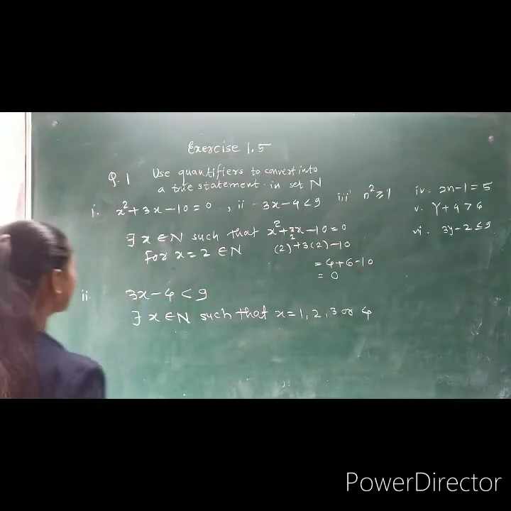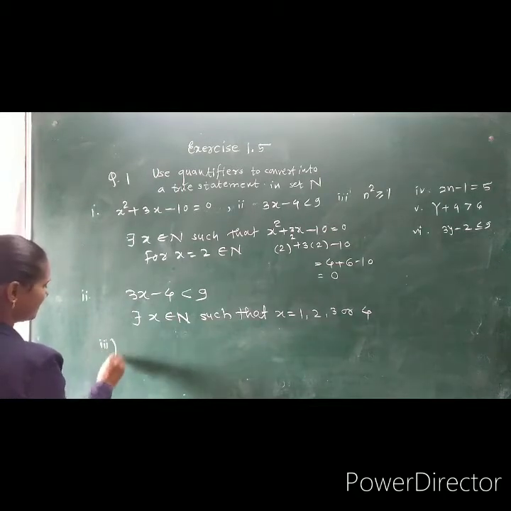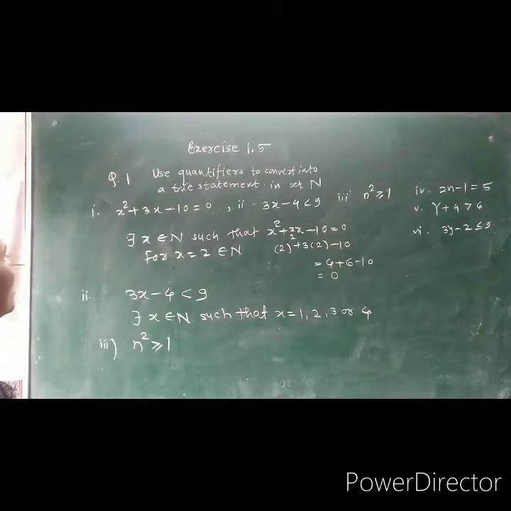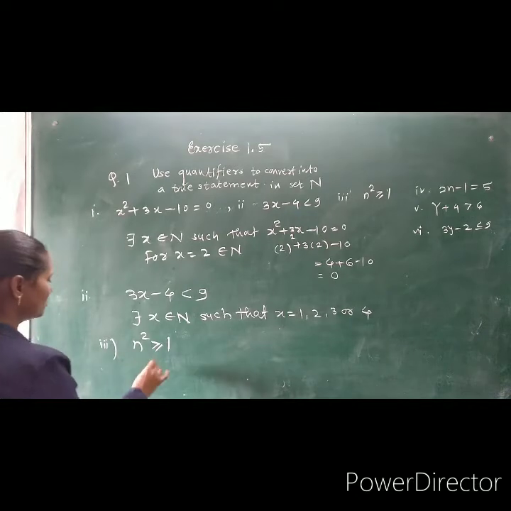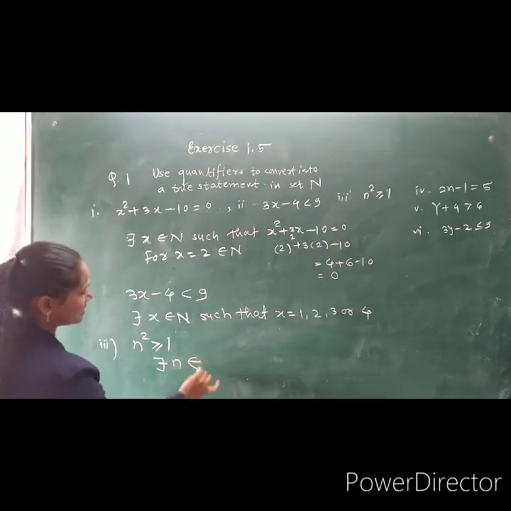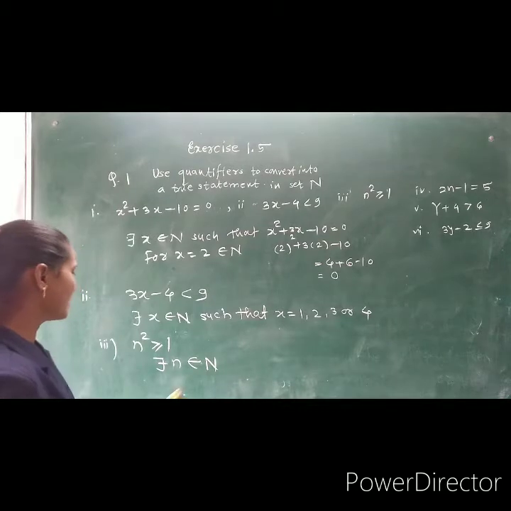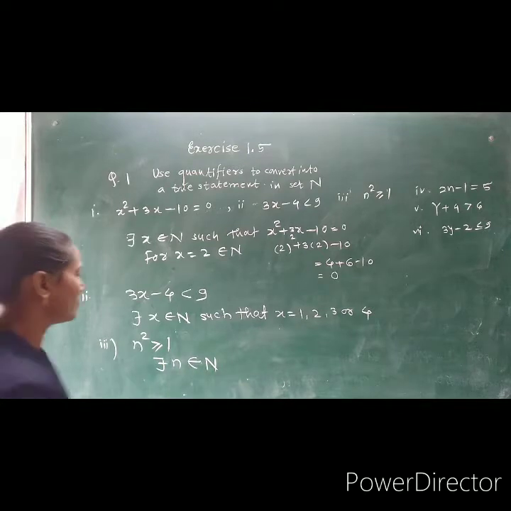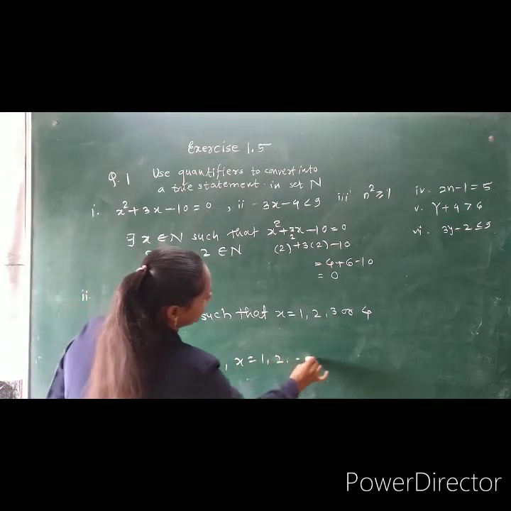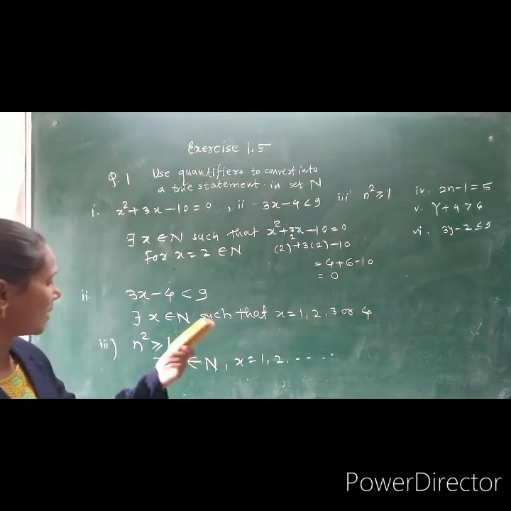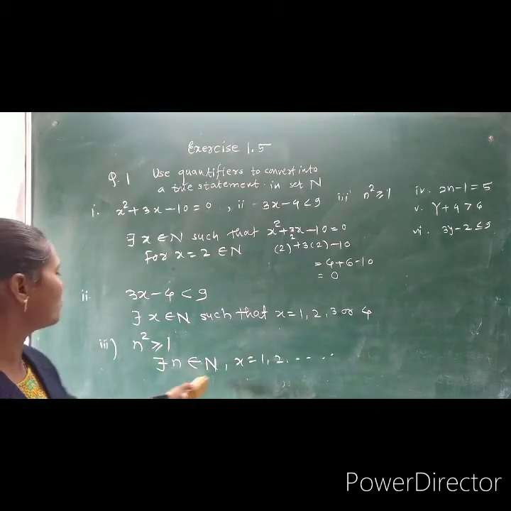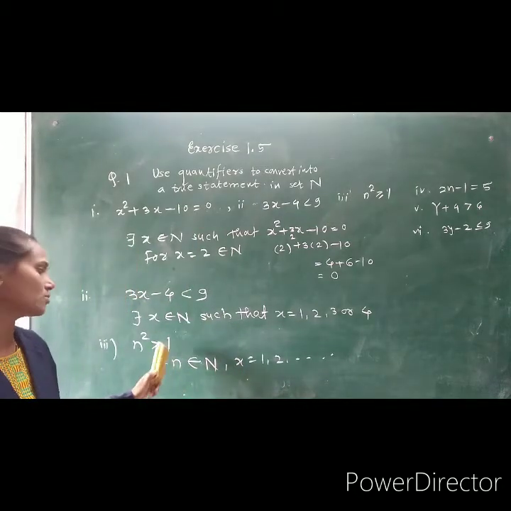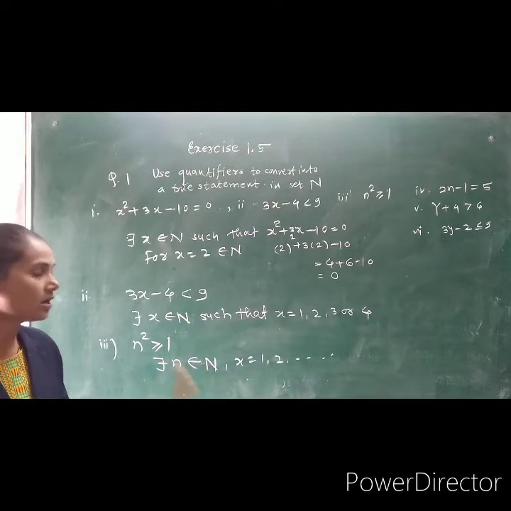Next, the third one is n square greater than or equal to 1, sorry. So, there exists n belongs to natural numbers. We know that the square of every natural number is always greater than or equal to 1. Therefore, for n is equal to 1, 2 and so on up to infinity, the square of every natural number is always positive and greater than or equal to 1. So it is a true statement if n belongs to natural numbers.